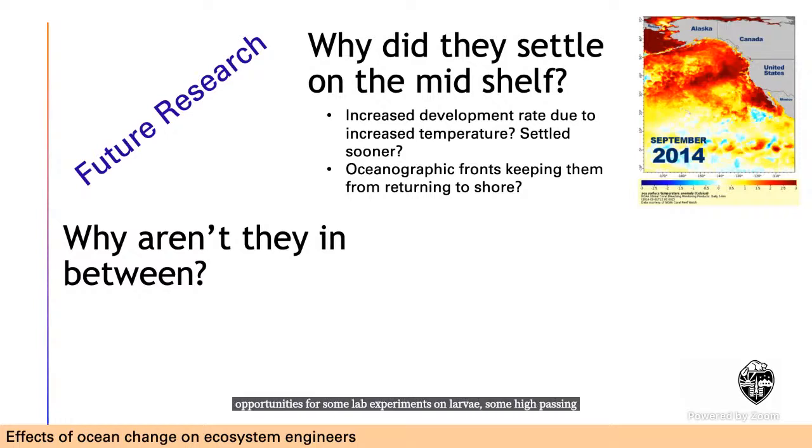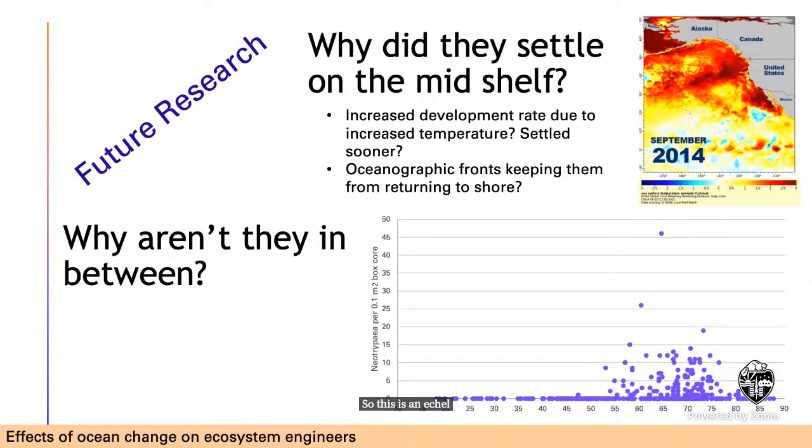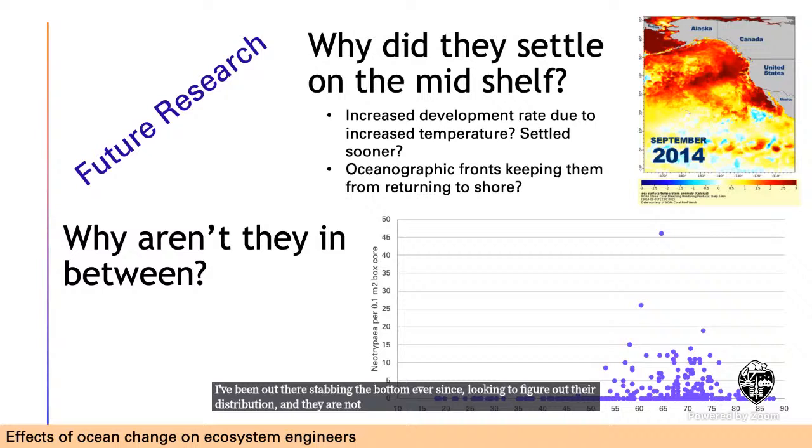Why aren't they in between? So this is an estuarine species. I found it at 70 meters. I've been out there stabbing the bottom ever since, looking to figure out their distribution, and they are not shallower than 55 meters. Look at all those nodes.